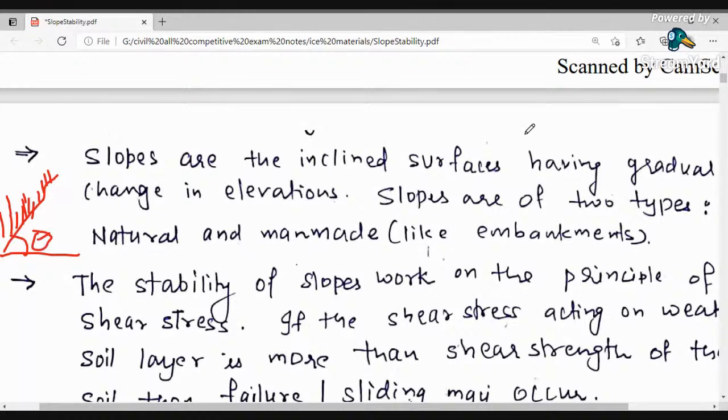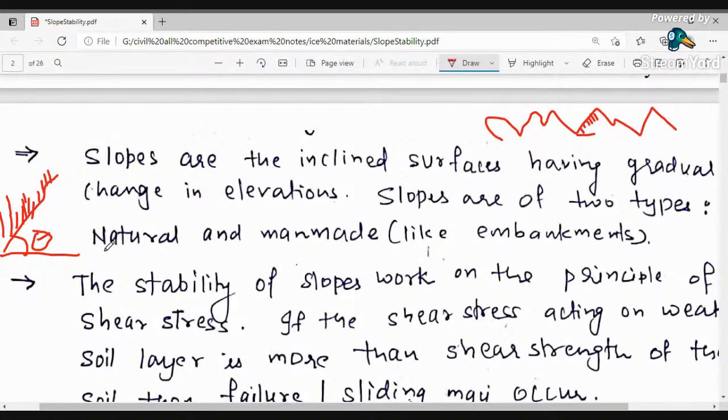Natural slope means, suppose one mountain is there. Suppose this is a mountain. So in this mountain, if you see that particular area, it is inclined at a certain angle with the horizontal, right? So what is the reason it was built? By means of topography, or because of topographical changes, mountains were formed. So because of that, if mountains form a slope, that is nothing but a natural phenomenon.